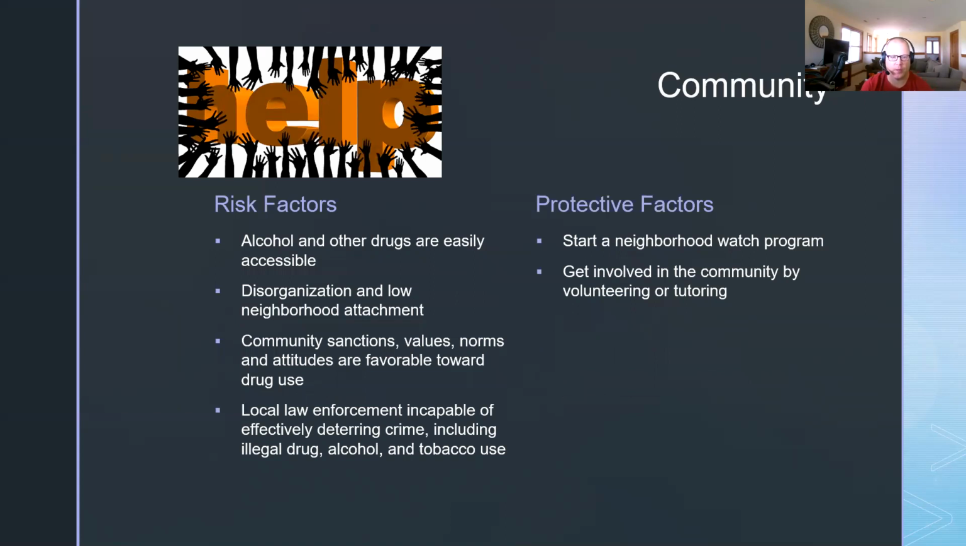Our community, some risk factors: alcohol and other drugs are easily accessible. So if the community that you live in, it's easily accessible, that's going to increase the risk factor. Disorganization and low neighborhood attachment. Community sanctions, values, norms, and attitudes are favorable toward drug use. So maybe many people in your community use drugs and alcohol, and it's a favorable attitude. Local law enforcement incapable of effectively deterring crime, including illegal drug, alcohol, and tobacco use. Some protective factors: start a neighborhood watch program, get involved in the community by volunteering or possibly tutoring.